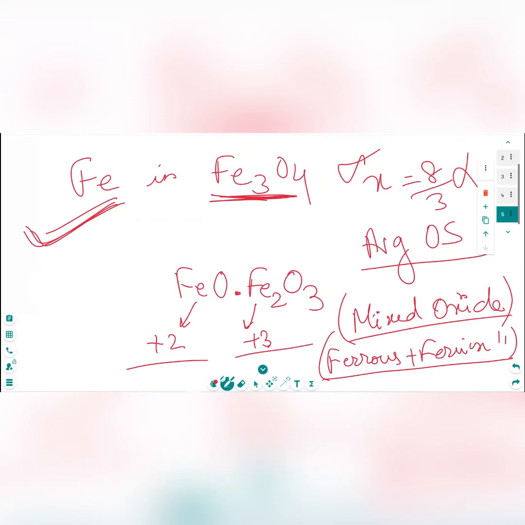Correct? Another example like this. Let's try the oxidation states of bromine in Br3O8. Can you try this one?